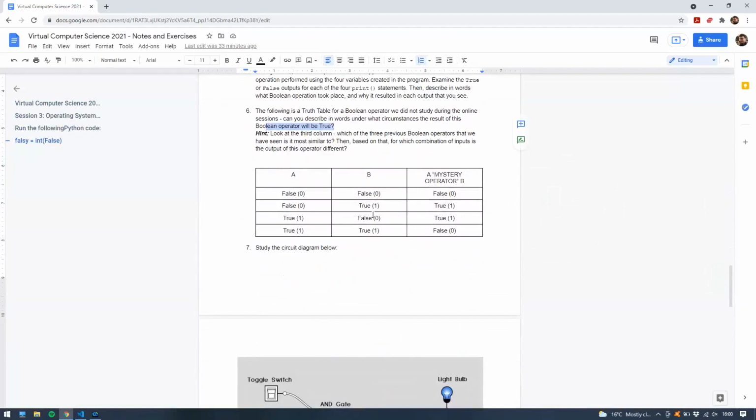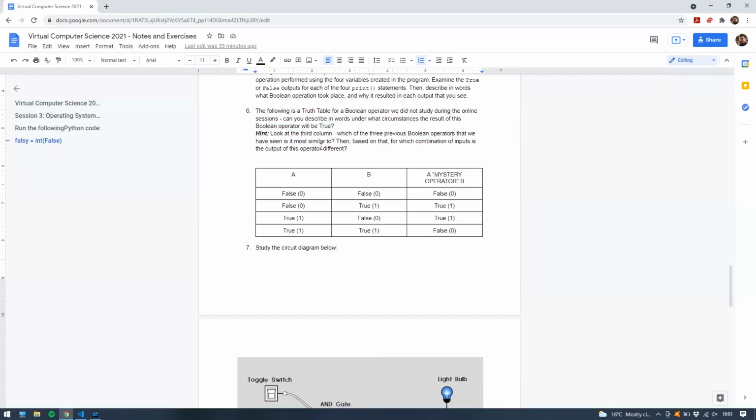Here's the table down here. Now, I've given a hint. Look at the third column. That's this one here. Which of the three previous Boolean operators that we have seen is it most similar to? Then, based on that, for which combination of inputs is the output of this operator different?